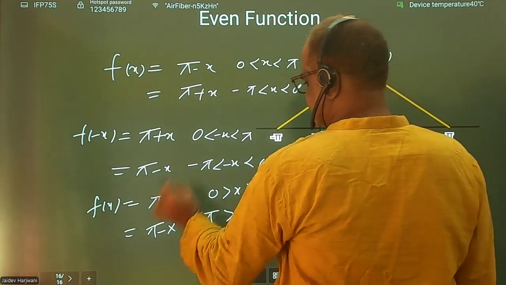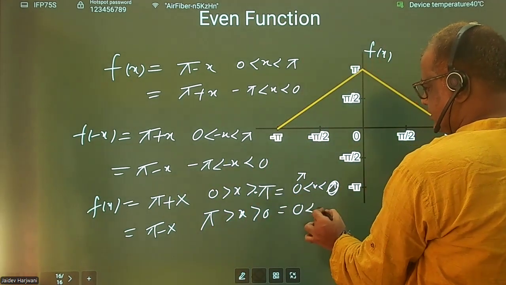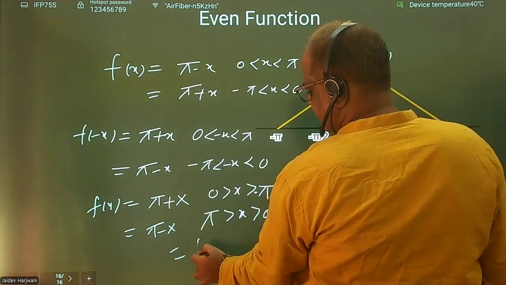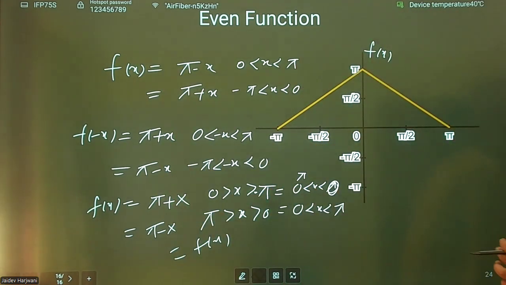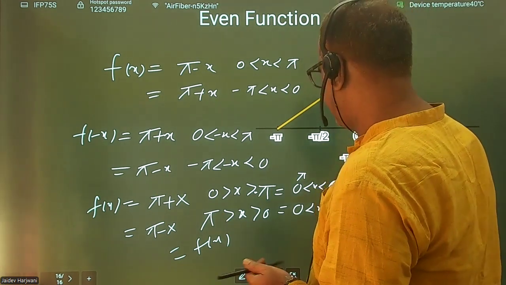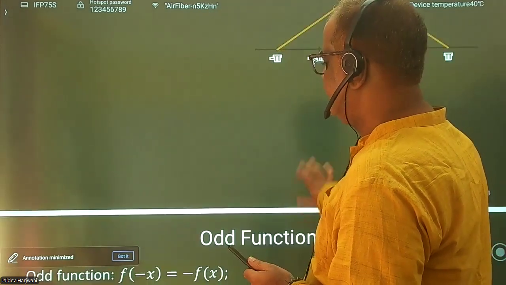This is your π + x, and from 0 to π, you have π − x. So this is also equal to function f(x). This way you can check whether a function is even or odd. So this is the even function. Now let us go to the next one.